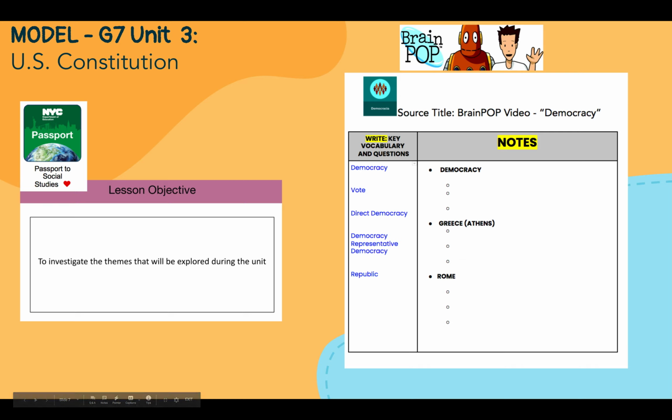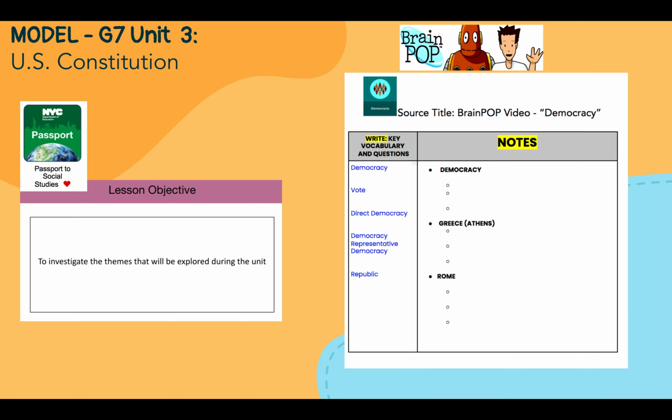One organizer that I like to use with the Democracy video is an adapted Cornell notes organizer, where the students have two columns. Here we have the key terms that will pop up in the BrainPOP video. And on the second column, students are able to take notes based on 3 central ideas. And here are the 3 central ideas of that BrainPOP Democracy video.